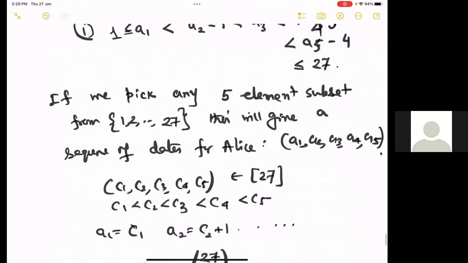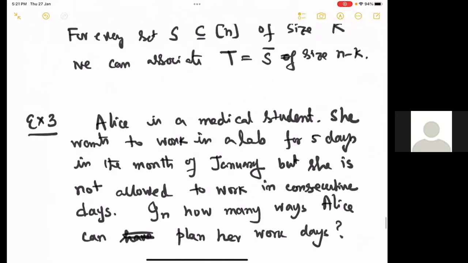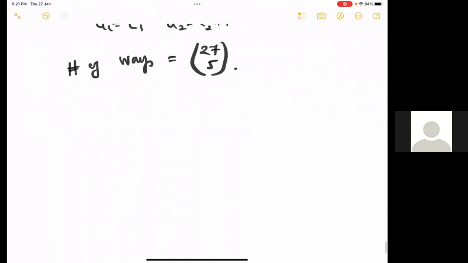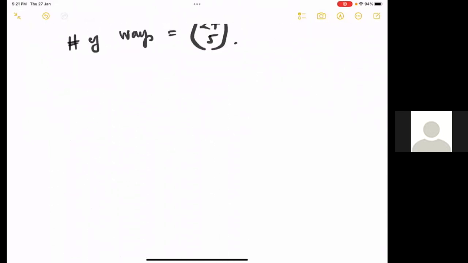So this was an interesting problem. This was problem number 3. There is a nice generalization of this problem, which is useful in many problems, like involving polynomials that we'll see later. So let me just write that problem.